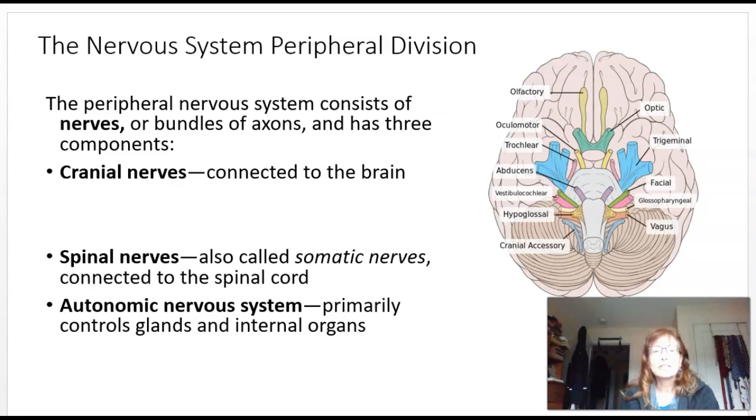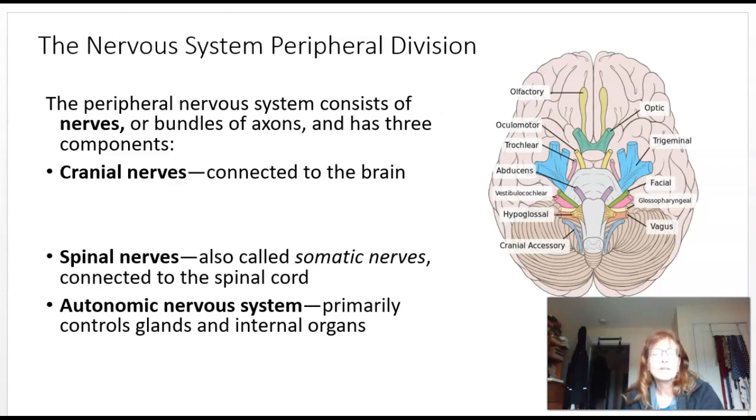So we just talked a little bit about the general layout of the nervous system. We talked mainly about the central nervous system. And now we're going to look a little bit more at the peripheral division of the nervous system. In the peripheral nervous system, we usually use the term nerves more than we do in the central. When we say nerves, we're usually looking at larger bundles of neurons, and at the axons that are extending from them.